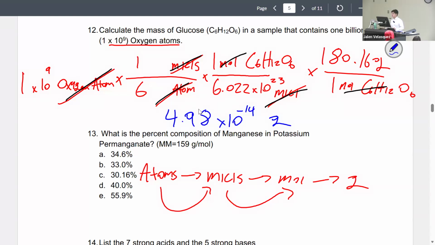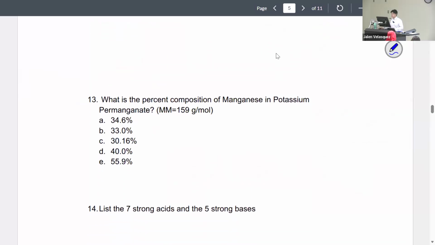You would need 1 sig fig. So you would say this is 5 times 10 to the negative 14. Okay, are we good with number 12 there? Okay. Can I erase this? And even if you don't get it, I'll publish the answer key tomorrow.